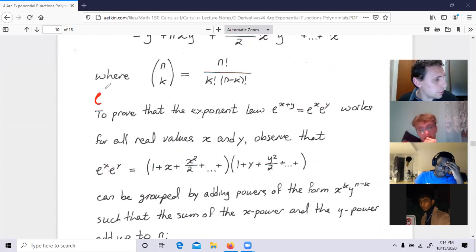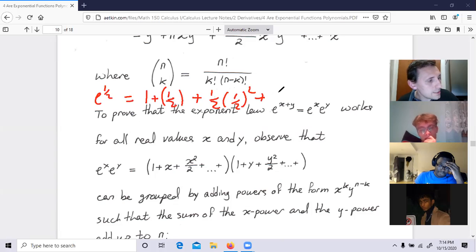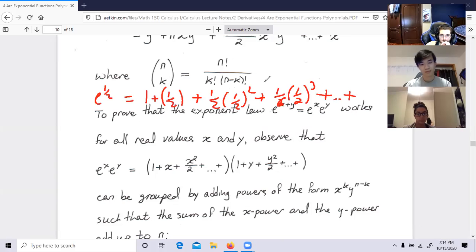So e to the power of 1/2 simply means this. You take 1 plus 1/2 plus 1/2 times 1/2 squared plus, not 1/2, sorry, 1/6 times 1/2 cubed, and you can decide when to stop. You understand? This process, when you put 1/2, is now very simple. You just don't carry it to infinity, carry it out to degree 6. It's going to be a very good approximation.